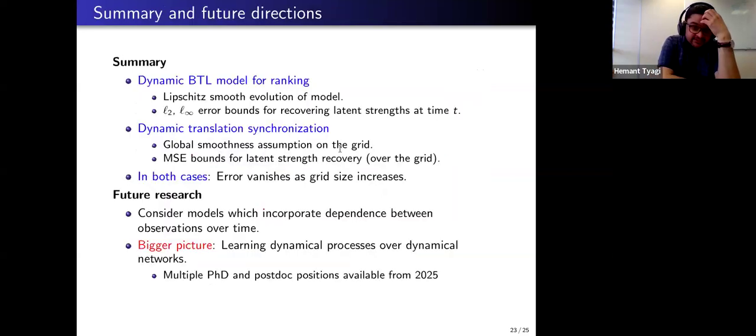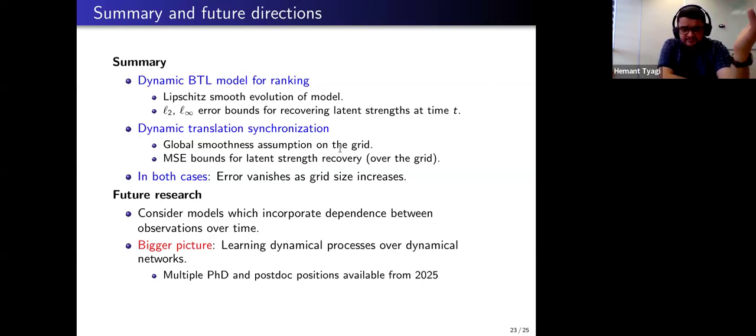And just to conclude, I presented these 2 models, the dynamic BTL model, which had a local Lipschitz assumption, and we derived pointwise error bounds. And we had this dynamic transync model where we had a global smoothness assumption, and we got weaker mean square error bounds for recovering the latent signals. And in both cases, the error vanishes as the grid size increases. This is something we saw.